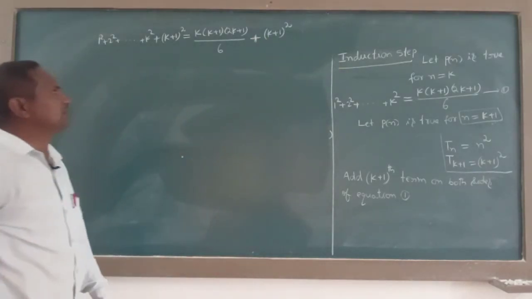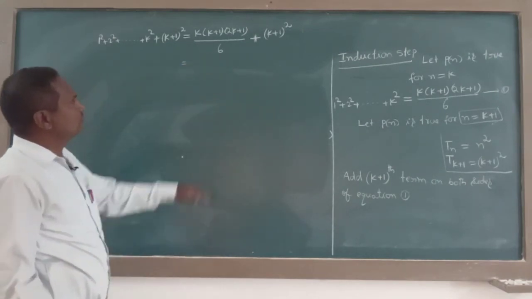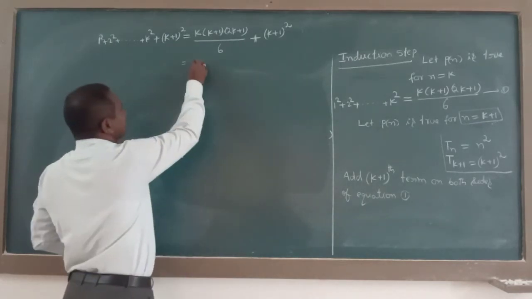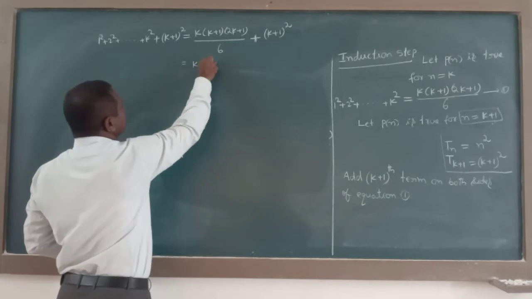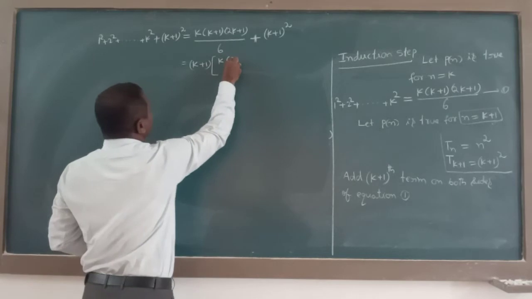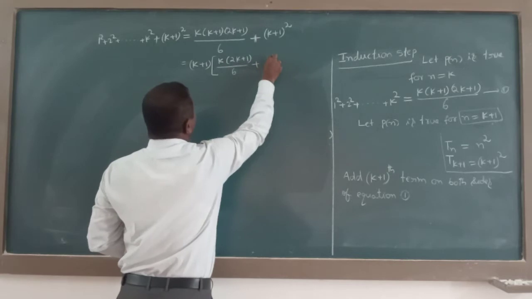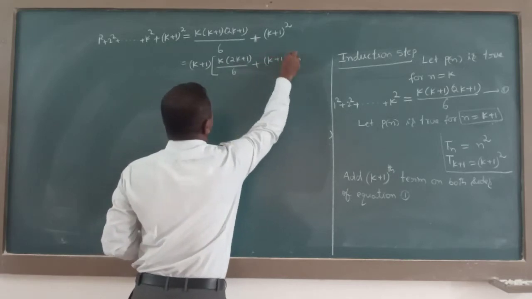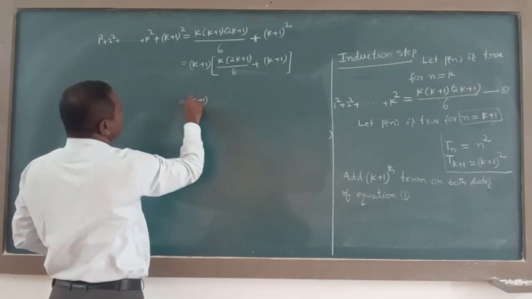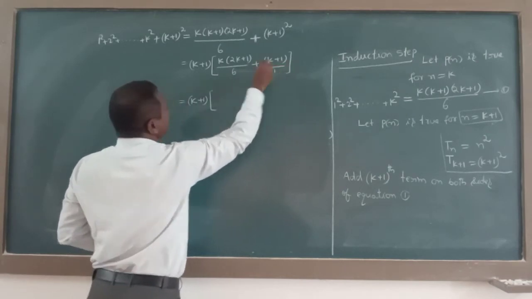Now, from these two terms, what can we take common? The first term is this one and the second term is this one. From these two, we can easily take k plus 1 outside. If we take k plus 1 outside, then the remaining terms are k of 2k plus 1 divided by 6, plus k plus 1 here. That is equal to k plus 1 into, here there is no number, so just consider 1 here.